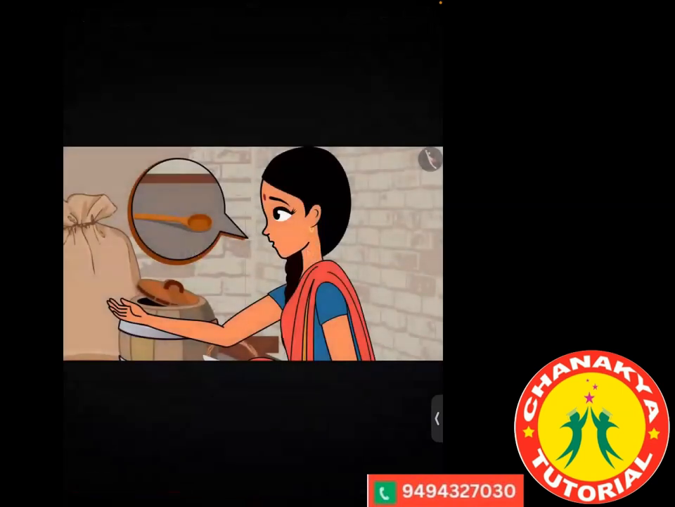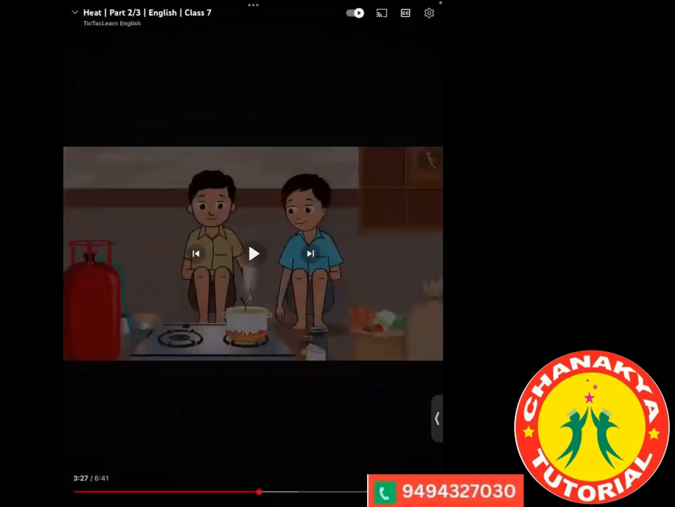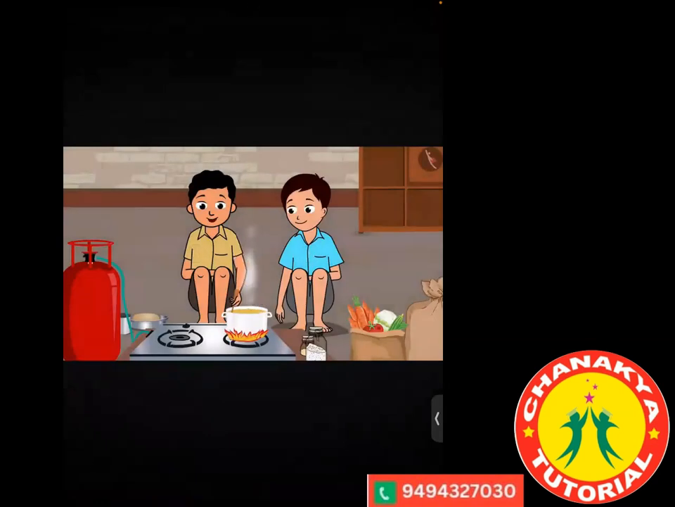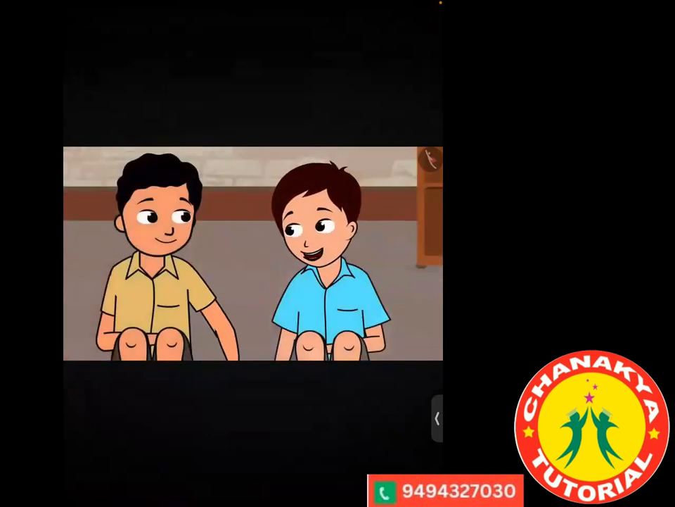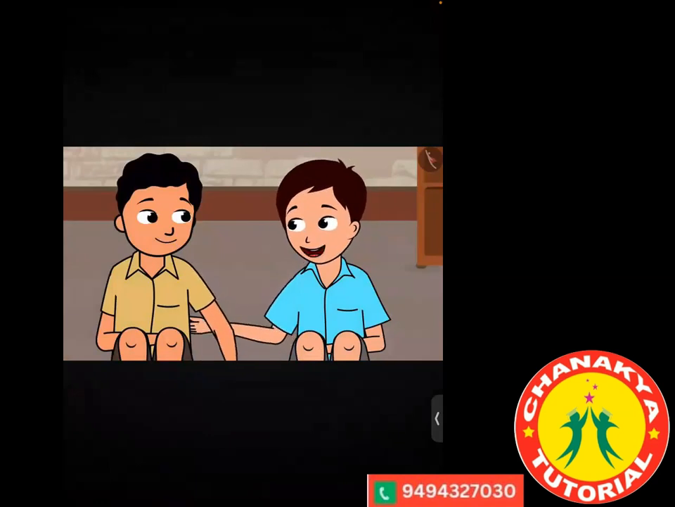There is a wooden spoon. Use that. Wooden spoons are poor conductors of heat, that is why they will not get hot. Oh, this wooden spoon did not get hot. But that steel spoon had become so hot. Yes, there is mention of the same in our science book too. But what could be the reason for this?